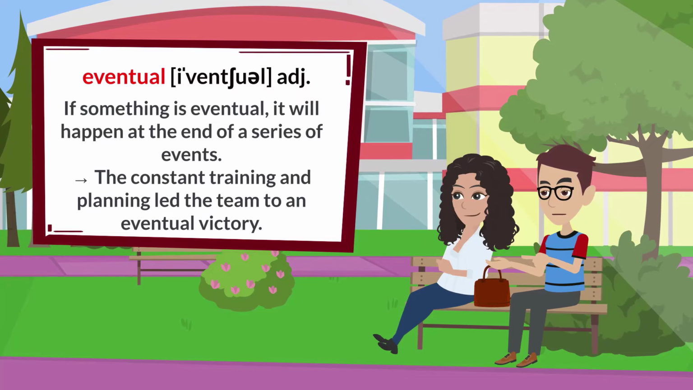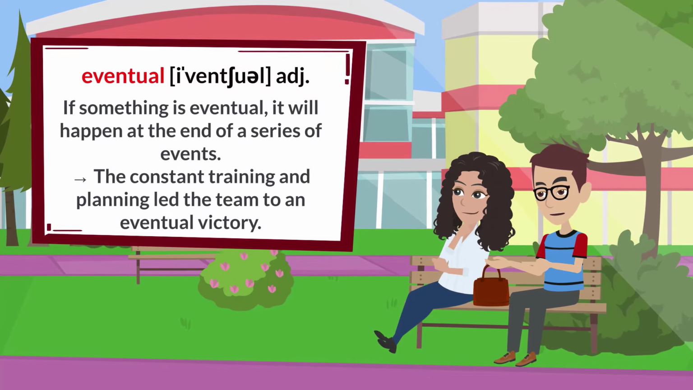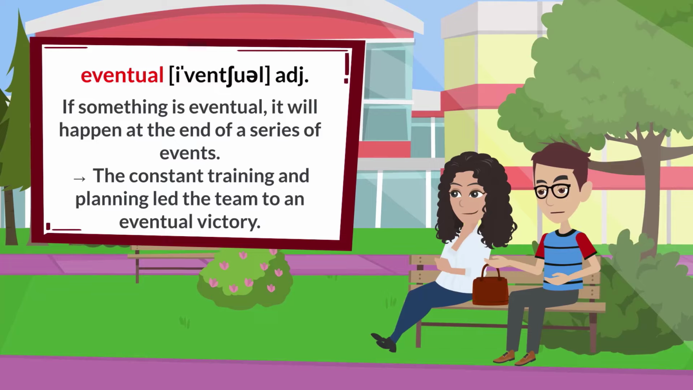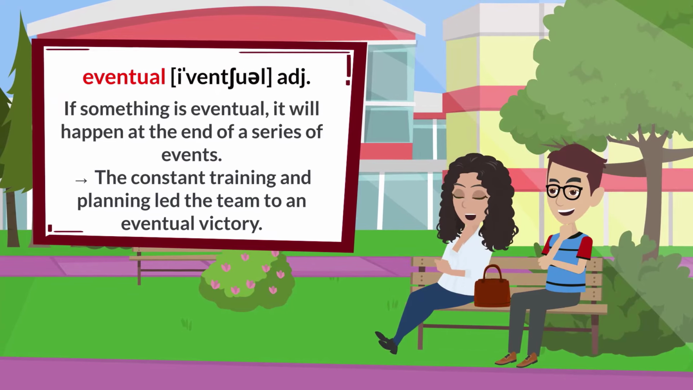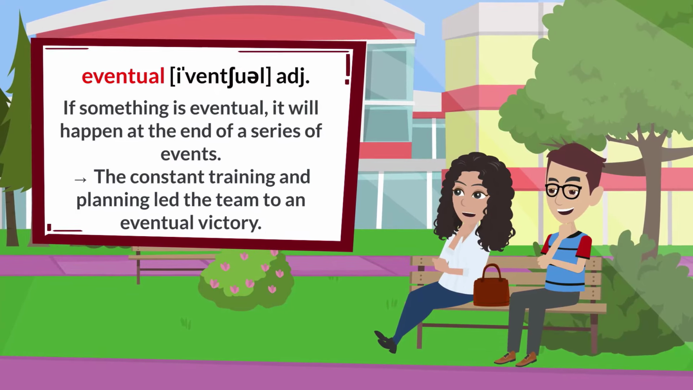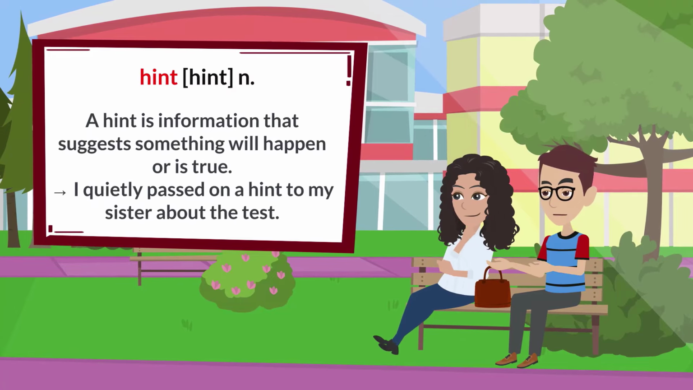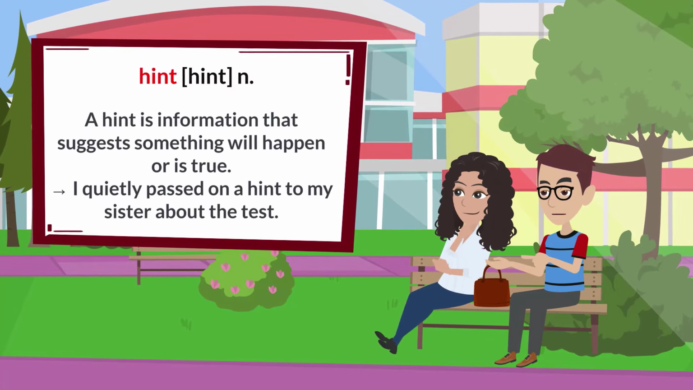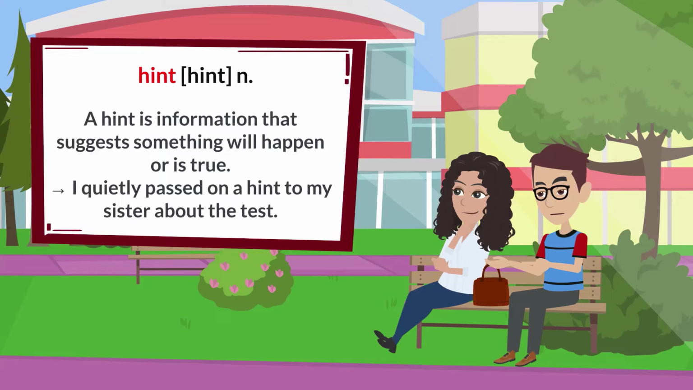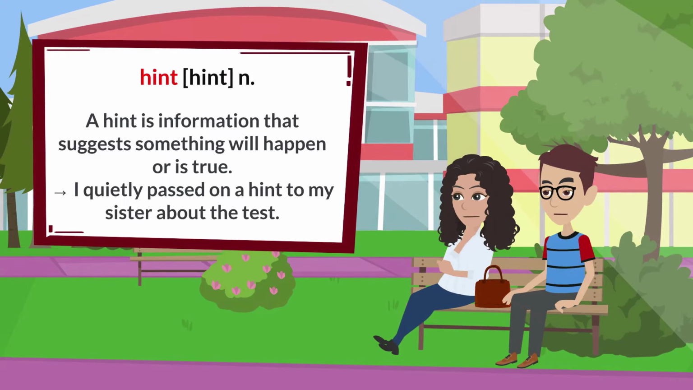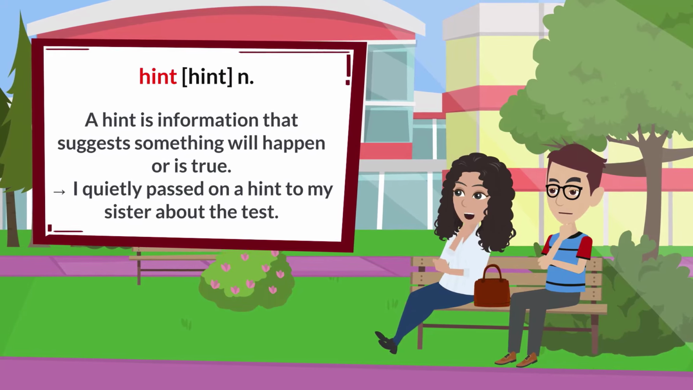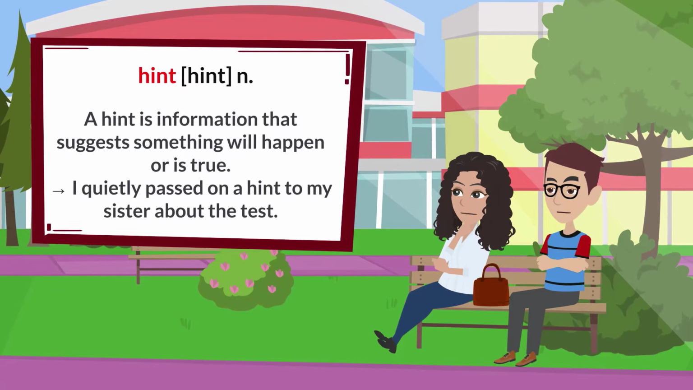Eventual. If something is eventual, it will happen at the end of a series of events. The constant training and planning led the team to an eventual victory. Hint. A hint is information that suggests something will happen or is true. I quietly passed on a hint to my sister about the test.